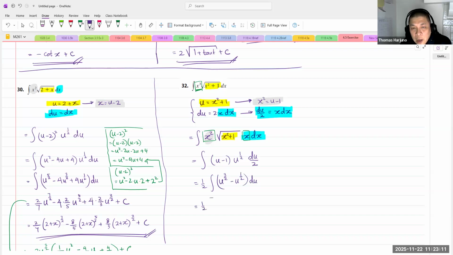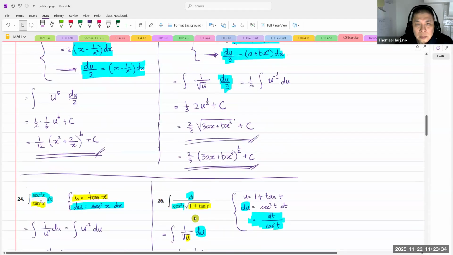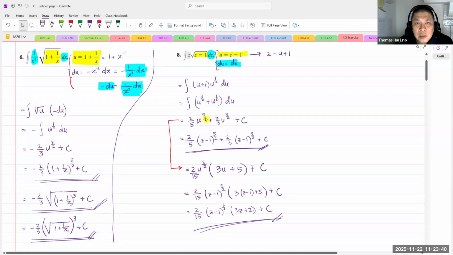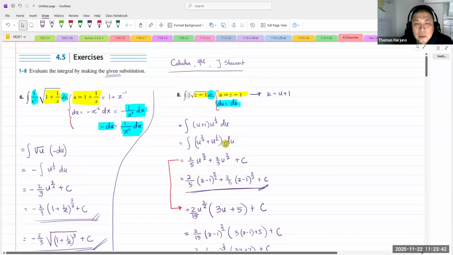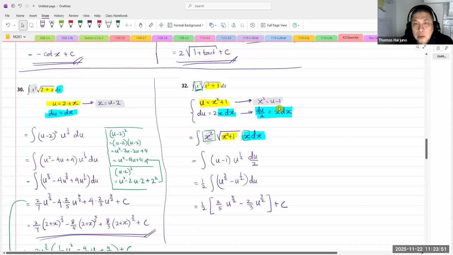I get 1 half times 2 fifths, not 5 half. 2 fifths u to the 5 half minus 2/3 u to the power of 3 half plus constant. Somehow I think we have this question before. Similar one, but where was that? Oh, here. Notice that it's actually very similar to number 8. It just becomes u plus 1 in number 8. In this last question here, it becomes u minus 1.